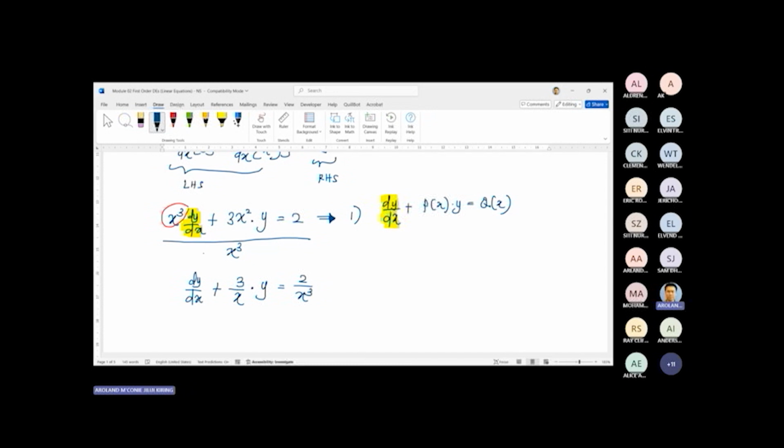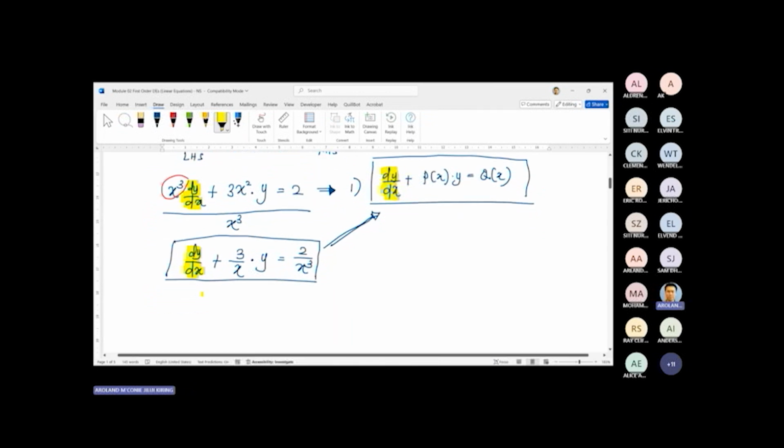Okay, so this should be matched with the standard form. In front of your dy over dx, you have a constant 1. Once you have done this, you have completed your first step. Next you move to your second step.